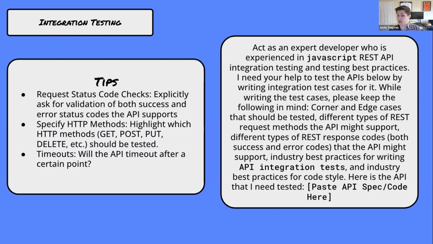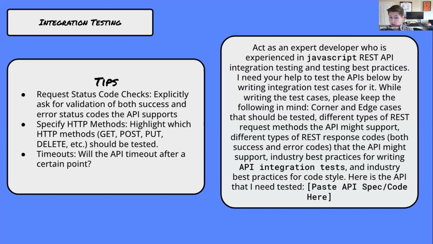And then from there, you put in your corner cases, the different types of REST request methods, and the different types of response codes, both success and the error codes we talked about that the API might support, as well as industry best practices for writing API integration tests. This is another part that's actually covered by those IEEE standards, and by including this line right here, I found that the tests that are generated are more aligned with those standards.